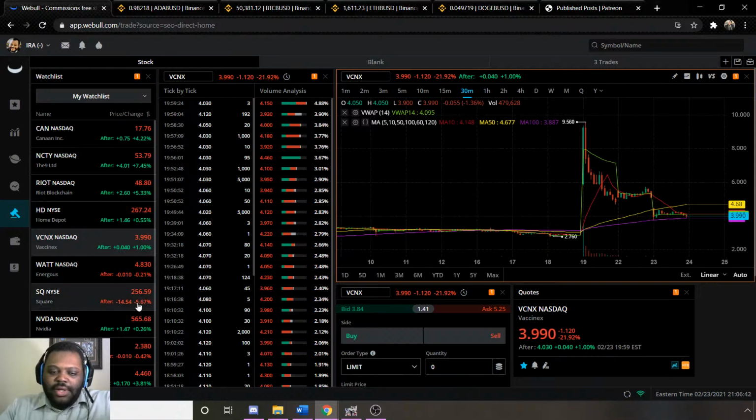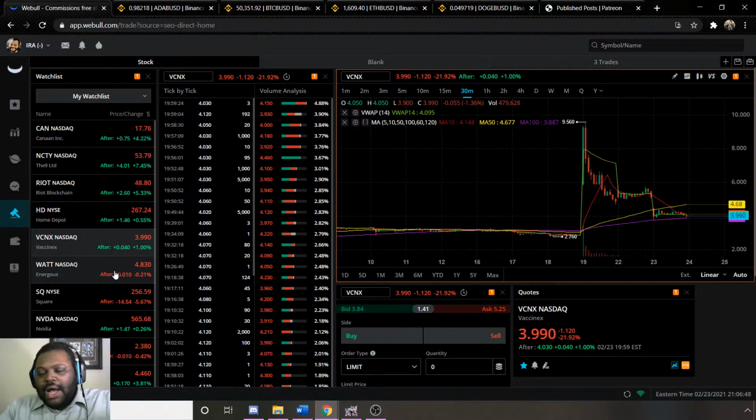So you see all this red on these names. Just bear in mind we are in the middle of a market crash. It's not, I wouldn't say a crash. I would just say a correction. So there's definitely a correction going on in the market at the current moment.